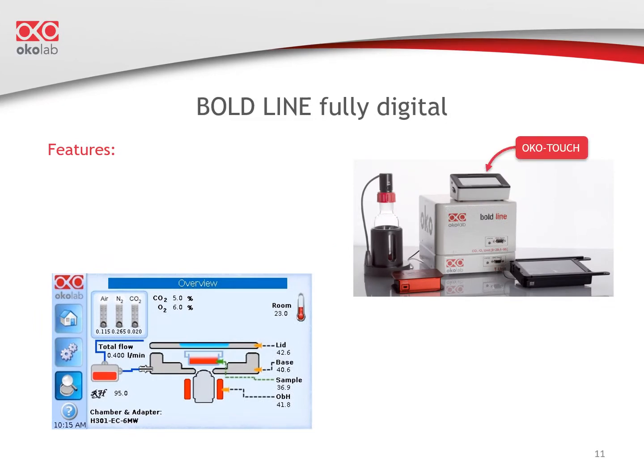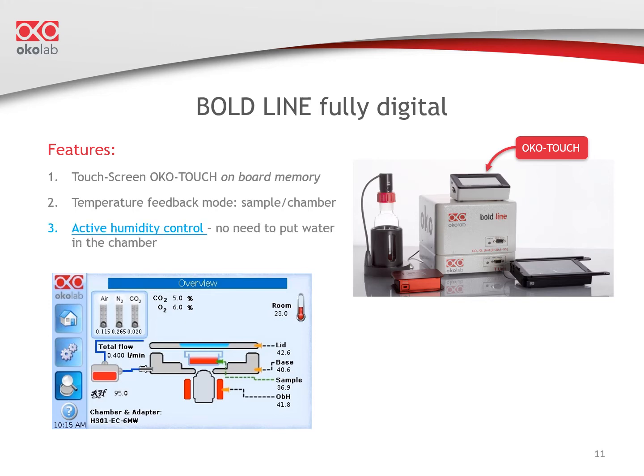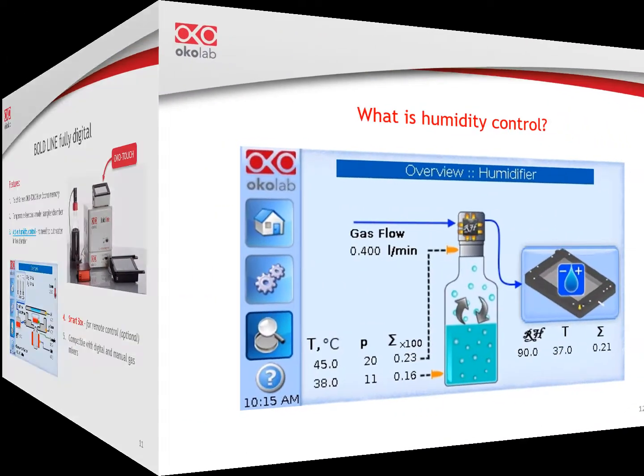OkoTouch is an intuitive touchscreen interface. It has onboard memory to log the data. Temperature can be controlled using sample or chamber feedback mode. Humidity control is active. The humidity module, located away from the stage to avoid accidental spills, is equipped with a humidity sensor. There is no need to add water into the chamber. The system is compatible with the SmartBox, an optional device allowing you to log the data and control the unit remotely. Manual gas mixers are compatible as well.